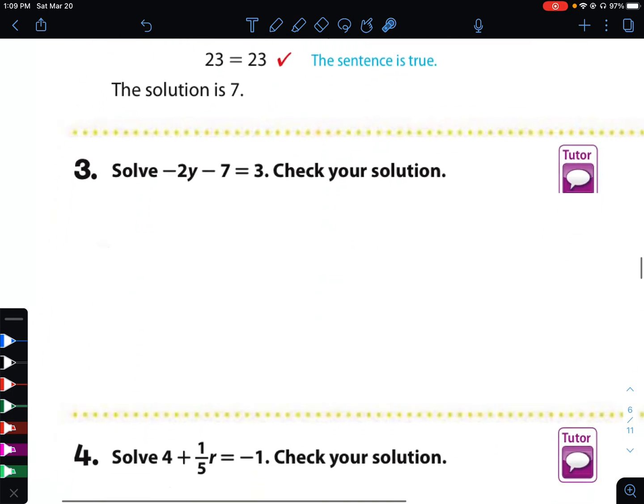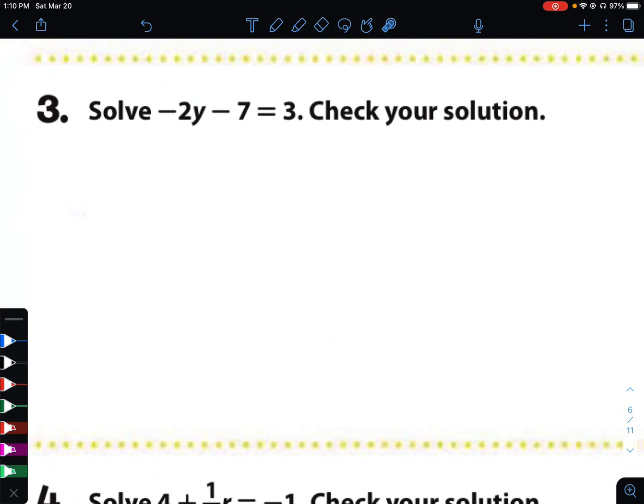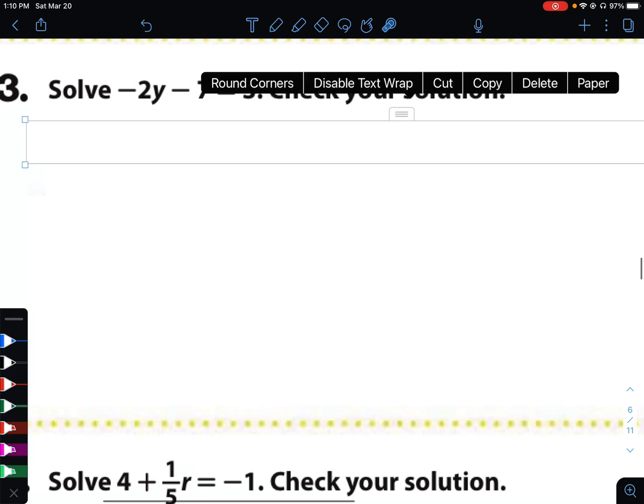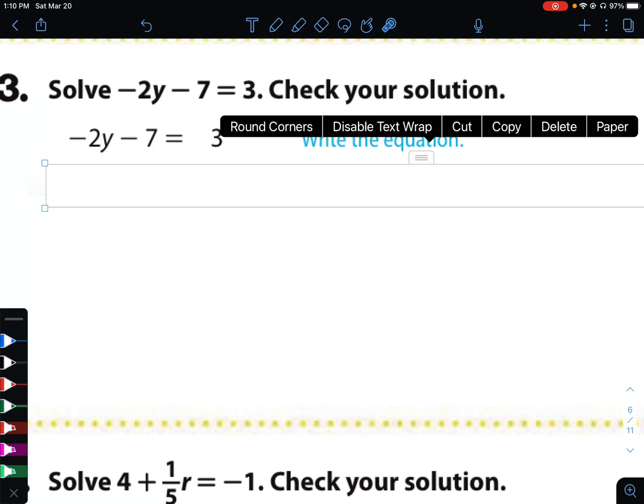Take a look at example number 3. Solve negative 2y minus 7 equals 3. Again, first things first, copy the problem down. Negative 2y minus 7 equals 3. First, we want to undo subtraction. We want to undo subtraction by adding 7. Remember, this is a negative 7, so we want to undo negative 7, or subtracting 7, by adding 7 to both sides. Using the addition property of equality, we can do that.